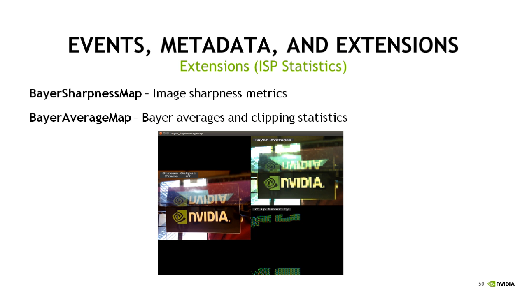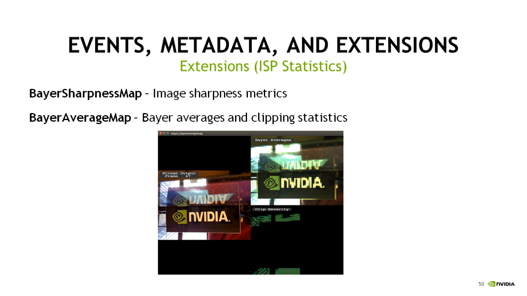A couple extensions included with the JetPack release add some of the more advanced image statistics generated by TX1's ISP to the output capture metadata. The first I already mentioned, Bayer sharpness map, provides sharpness metrics across the image which may be used to determine which areas of the image are in focus or not. The second, Bayer average map, provides Bayer domain averages and clipping statistics generated by ISP.